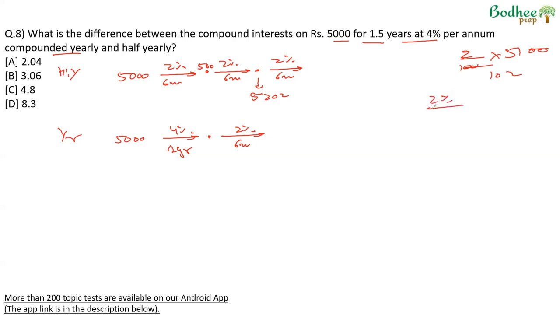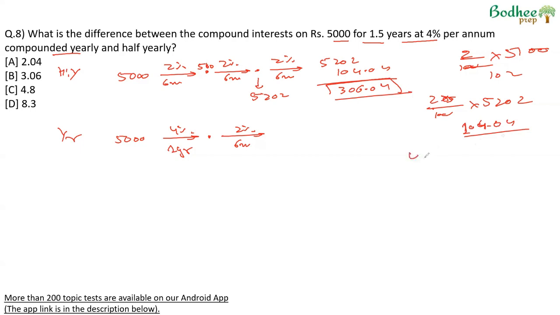2% of then 5,202 will be 2% of 5,202. This becomes 104.04. And therefore here we will have 5,202 plus 104.04, or 306.04 as the interest. When the compounding is done half yearly, the compound interest comes out to 306.04.